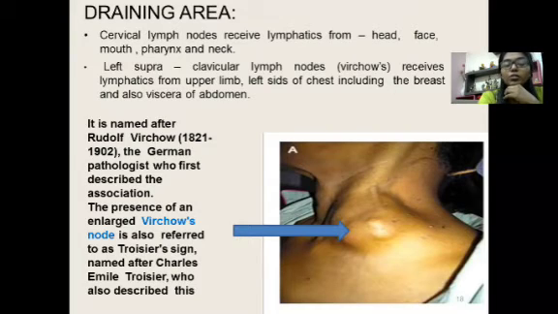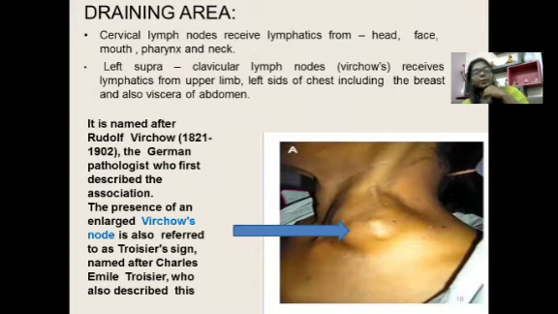And then we have to look for the draining area. Cervical lymph nodes receive the lymphatics from the head, face, mouth, pharynx, and the neck. Left supraclavicular lymph node is also called Virchow's lymph node. It receives the lymphatics from the upper limb, left side of the chest, including the breast, and also the abdomen. So in this image, we can see the enlarged Virchow's lymph node. It is also referred to as a Troisier sign.